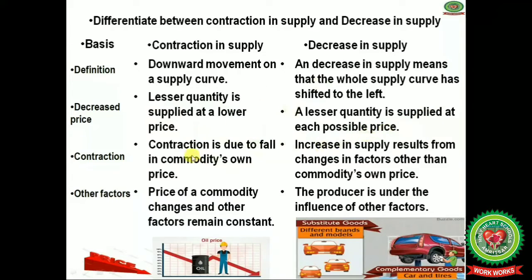Next one is contraction. Contraction is due to a fall in the commodity's own price, and decrease in supply results from changes in factors other than the commodity's own price. Now under the contraction in supply, the price of the commodity changes and the other factors remain constant. But under the decrease in supply, the producer is under the influence of other factors like government policy, fashion, taste and preferences, etc.